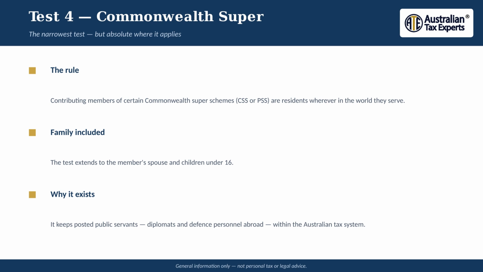The purpose is straightforward. Australian government employees posted overseas, diplomats, defence personnel and their families stay within the Australian tax system for the duration of the posting, however long it runs. If you are not a Commonwealth public servant on one of these older schemes, this test will never trouble you. But an explanation of Australian residency is incomplete without it. It is the 4th leg of the table.